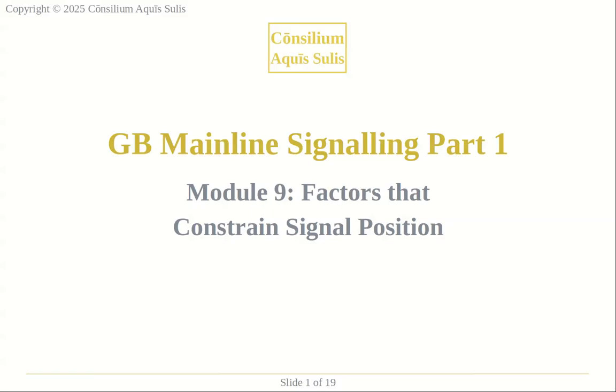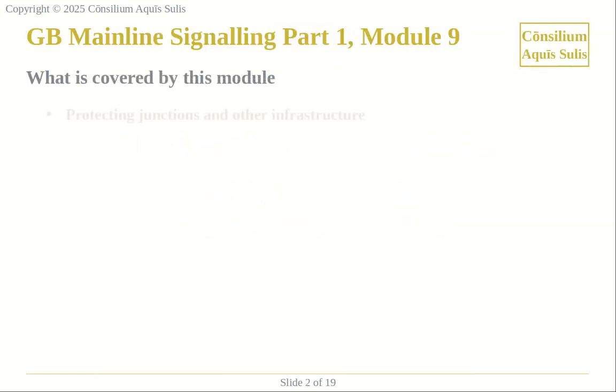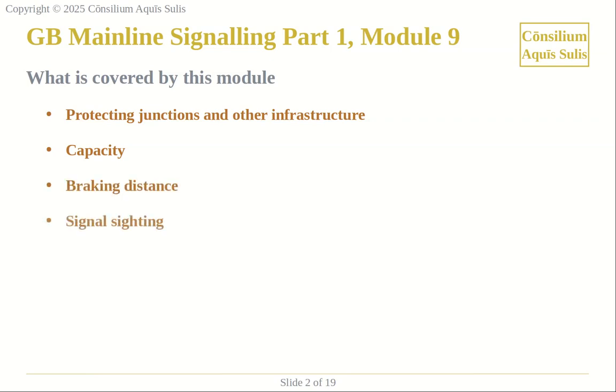In previous modules, we looked at signalling functionality. In this module, we're going to look at some of the factors that constrain where signals are positioned. We're going to look at their role in protecting junctions and other infrastructure, capacity influence on signal positions, braking distance considerations, signal sighting, and maintenance, constructability and cost.